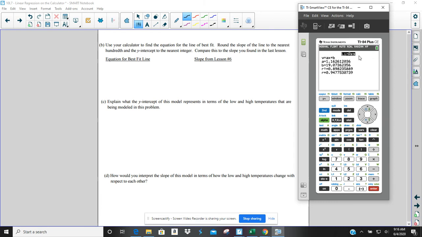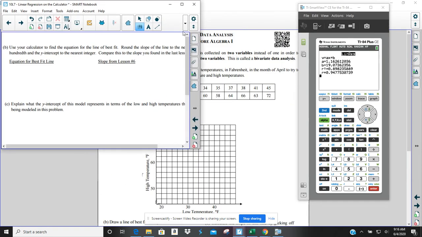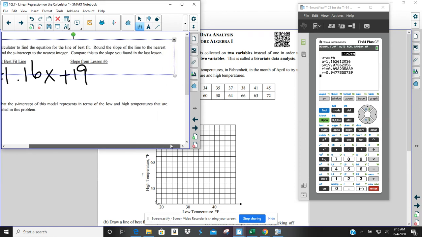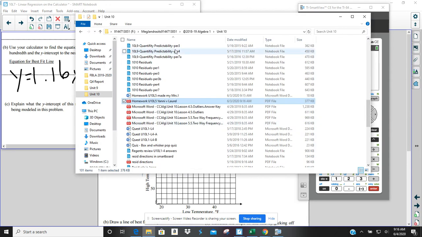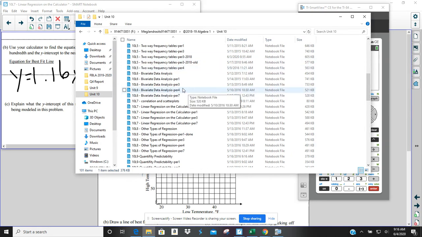And look what happened. It actually created for me an equation. So what I'm going to do is I'm going to write it down. I'm going to write Y equals 1.16x plus 19. It says to the hundredth for the slope and nearest integer for the y-intercept. Fabulous.